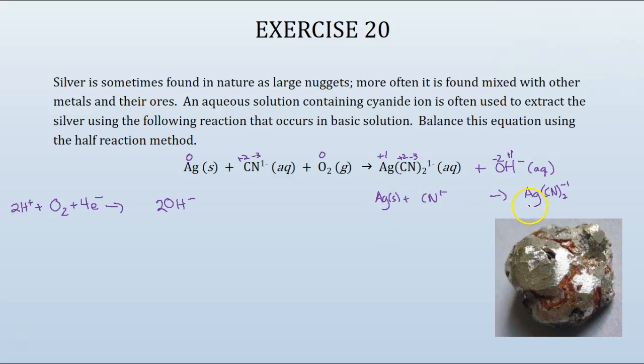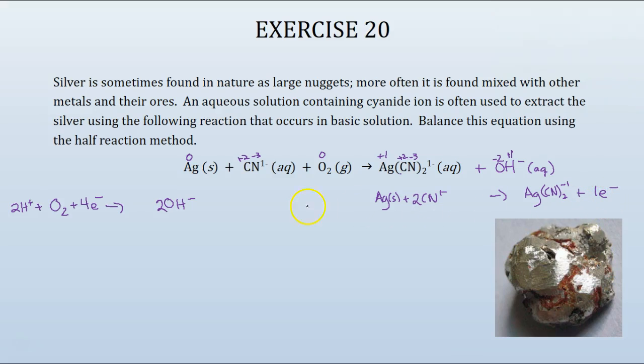I've got 1 Ag, 1 Ag. The CN's now are a problem, so I'm going to put a 2 in front of the C and the N to take care of that. I have no O's and H's, so I don't have to worry about that. Now I can go to the electrons. I have 1 Ag going to a +1 Ag. That means this side has 1 more electron. So I'm going to add 1 electron here.